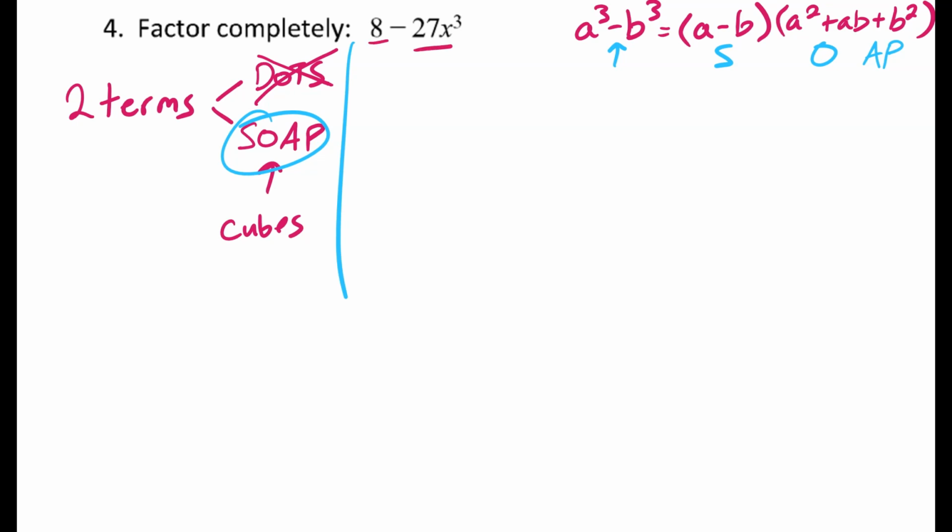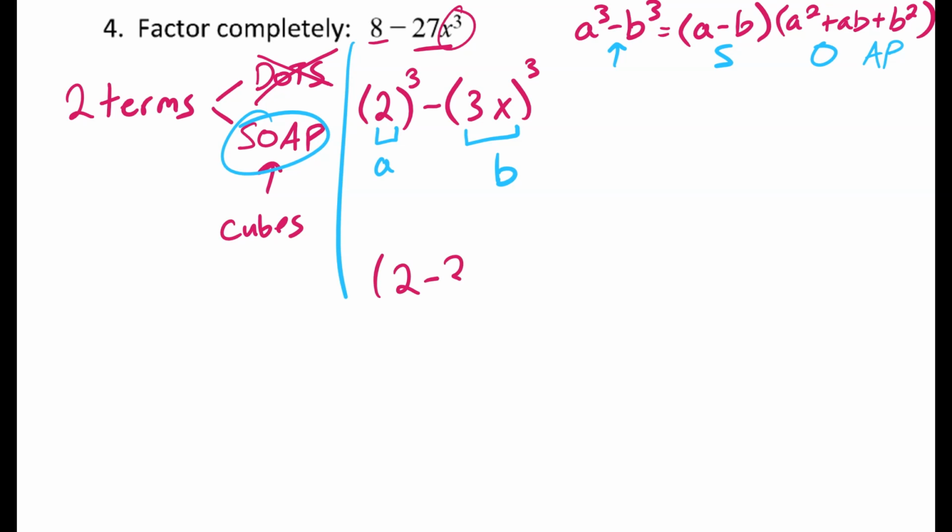Okay, so the goal here is to figure out what we were cubing to get 8 and what we were cubing to get 27x cubed. So I recognize 8 as a perfect cube as 2 cubed, and I know that 3 cubed is 27. I do need to remember though that I cubed x to get that x to the third power, so I need to have an x in the parentheses there. So this 2 represents your a in the formula, and the 3x represents your b because that's the second thing you're cubing. So I'm just going to substitute straight into the formula.